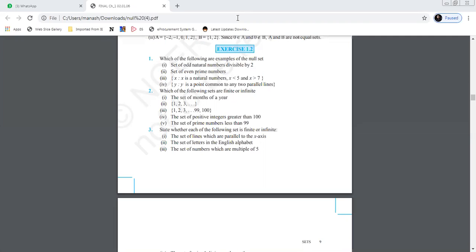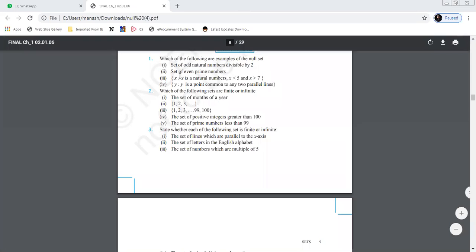Suppose it is 4. 4 is less than 5, but is 4 greater than 7? No, 4 is not greater than 7. So it is not possible to get a number which is less than 5 and greater than 7 at the same time. So it is an example of a null set.